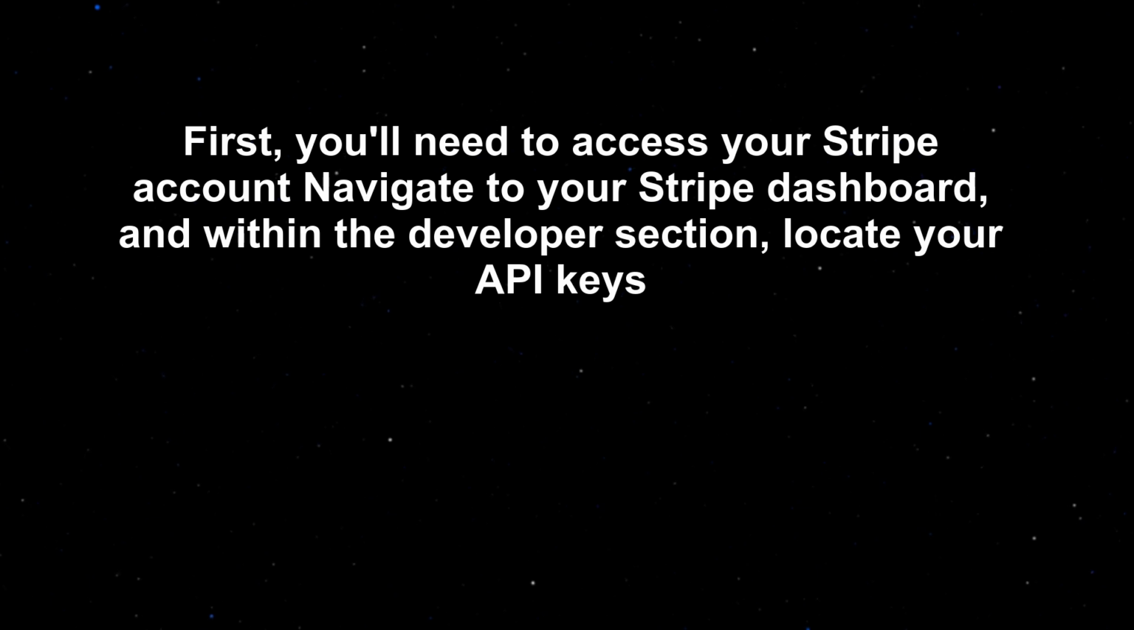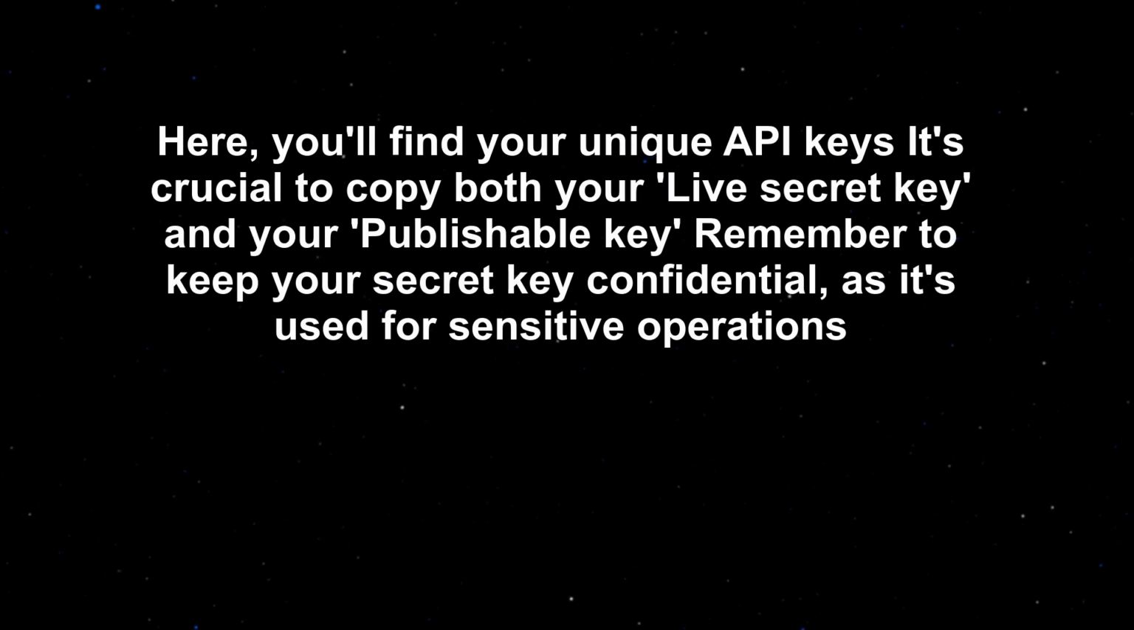First, you'll need to access your Stripe account. Navigate to your Stripe dashboard, and within the Developer section, locate your API keys. Here, you'll find your unique API keys. It's crucial to copy both your Live secret key and your Publishable key. Remember to keep your secret key confidential, as it's used for sensitive operations.